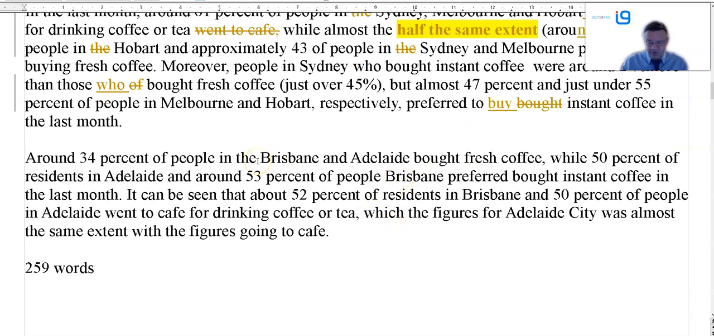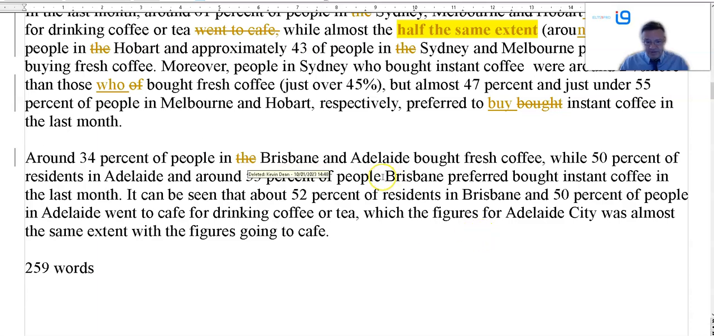In Brisbane, Adelaide, bought fresh coffee. So that's but instant coffee. So why is it comparing Brisbane and Adelaide with fresh coffee and then instant coffee? Why don't you just do like, it's like you've got three categories. Why not just do the cafe, instant, and fresh? That would be easier. And just mention the exceptions. 4 out of 5, Adelaide is the exception, etc. That just makes it simpler, yeah?